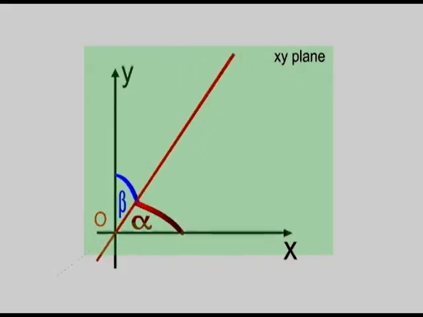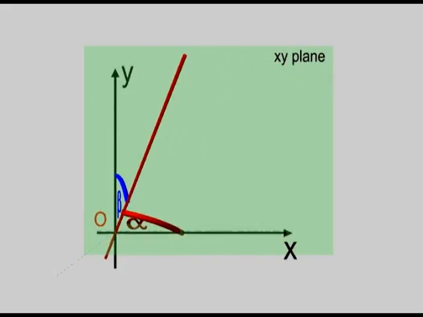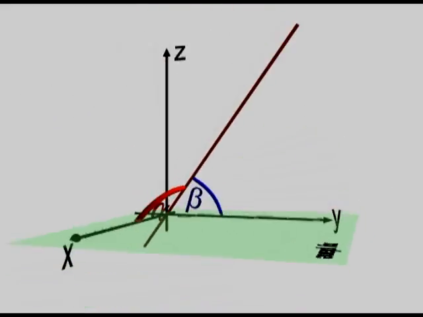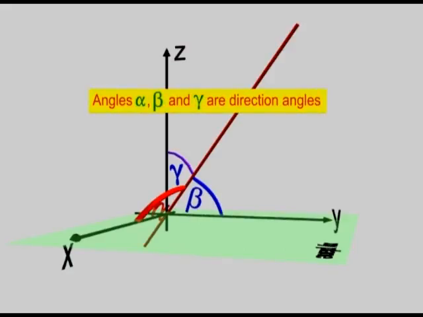In three-dimensional geometry, the line can be outside the xy plane and anywhere in space. We now rotate the axes to the standard mathematics orientation. There is one more angle to consider: the angle between the line and the z-axis. It is angle gamma. The three angles are called direction angles.